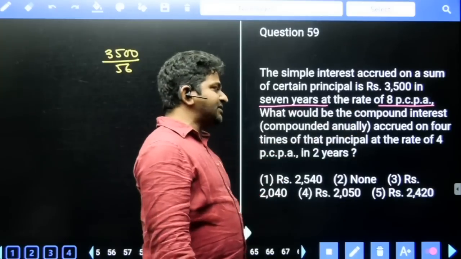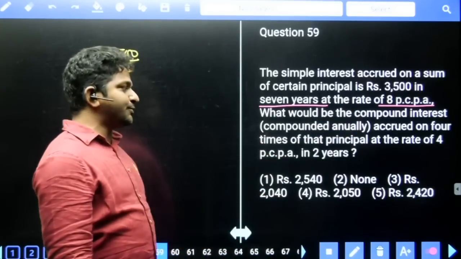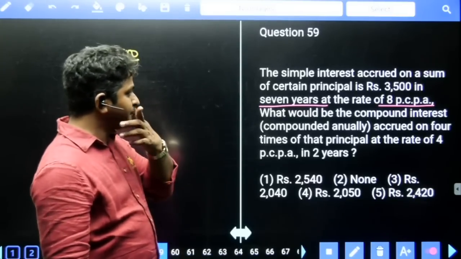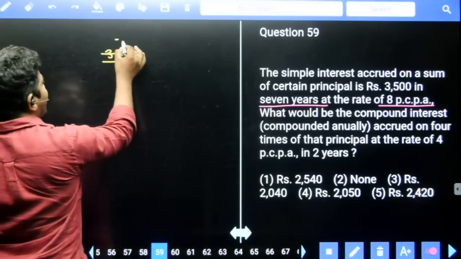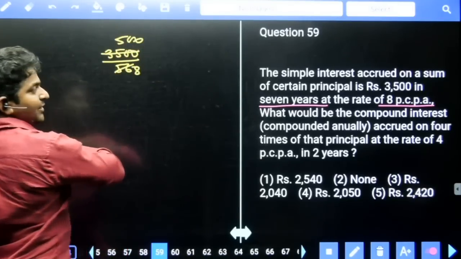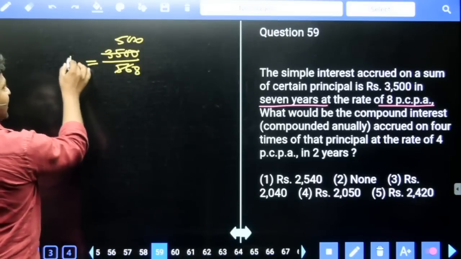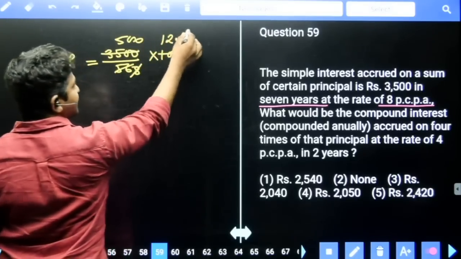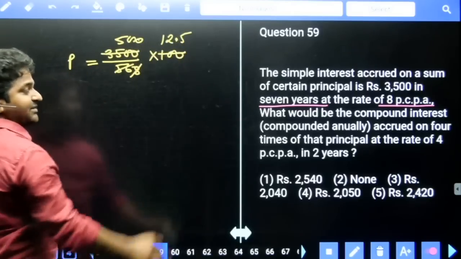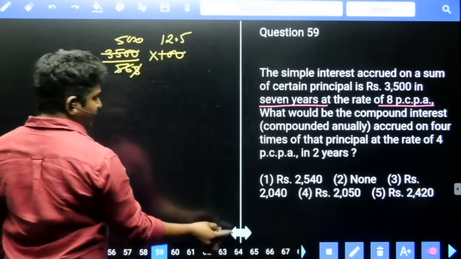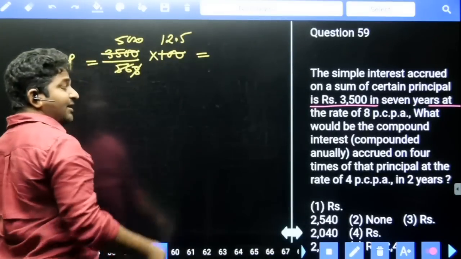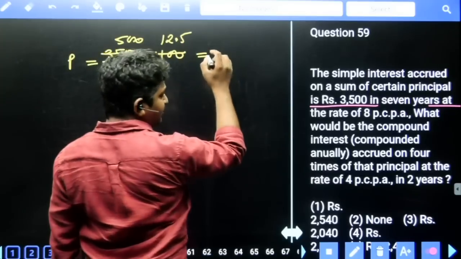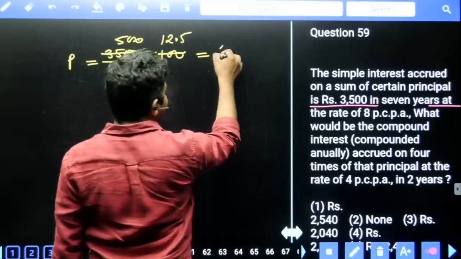What would be the compound interest accrued on 4 times of that principal at the rate of 4% per annum in 2 years? Right now, 500 times 7, 8 times. This is the 1% value, and if you want to calculate the principal, that is into 100. 100 in the sense 8, 12 and a half times. 0 and decimal get cancelled. 50 times 12.5. You can start it as 100 times and half of it. 100 times 125 is 12,500. And half of that is 6,250.